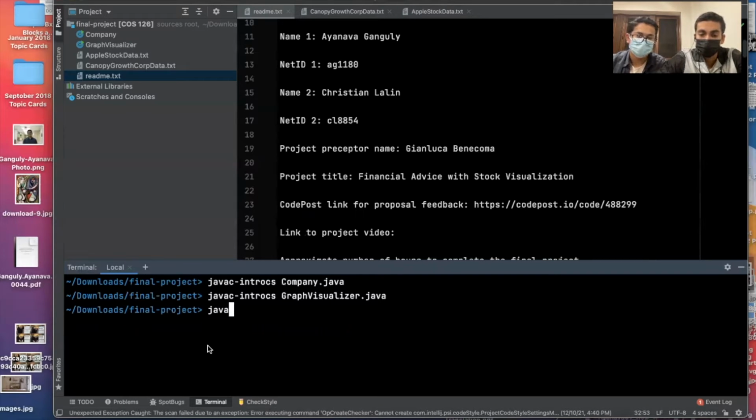So when we run that, we provide it with a command line argument, which is the number of days. In this case, we'll say 75. And then we read in a text file with stock data. We provide two, one for Apple and one for Canopy Growth Corporation.